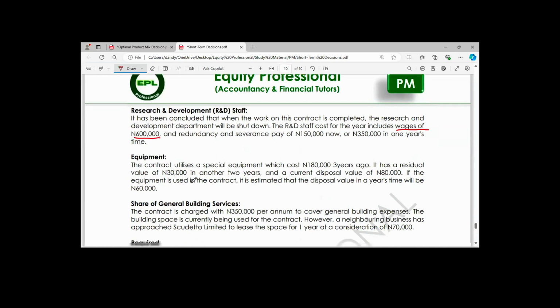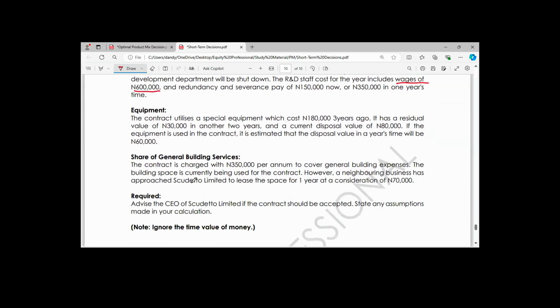Equipment. The contract utilities a special equipment which cost 180,000 naira 3 years ago. It has a residual value of 30,000 in another 2 years and a current disposal value of 80,000 naira. If the equipment is used in the contract, it is estimated that the disposal value in a year's time will be 60,000 naira. Share of general building services.